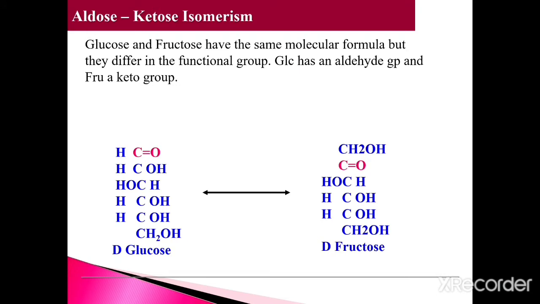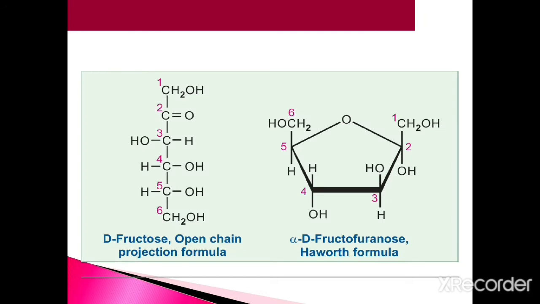Glucose and fructose have the same molecular formula, but they differ in their functional group. Glucose has an aldehyde group and fructose has a keto group. So this is the open chain projection formula of D-fructose and the D-fructofuranose.